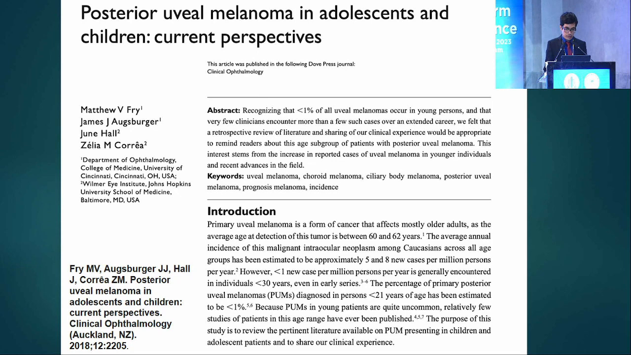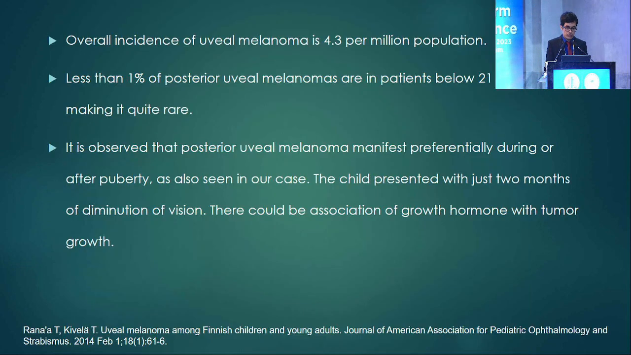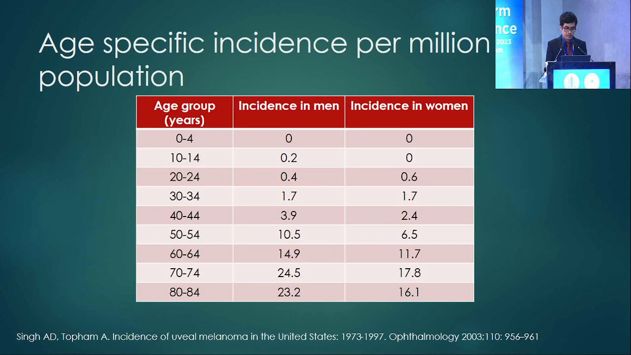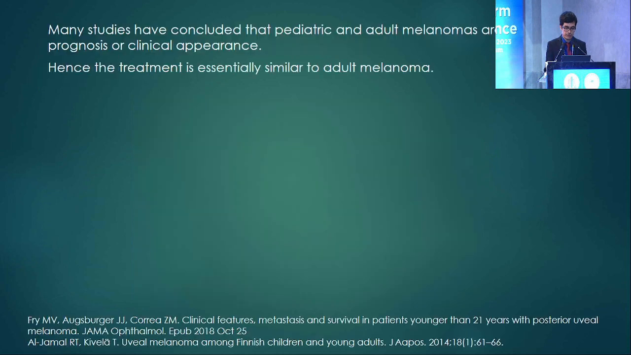This is a paper which shows that less than 1% of uveal melanoma occurs in young people, and overall incidence is just 4.3 per million. It is observed that posterior uveal melanoma manifests preferentially during or after puberty, as also seen in our case. The child presented with just 2 months of diminution of vision. This could be associated with growth hormone spurt. This is a study by Singh et al. showing the incidence per million age-wise.